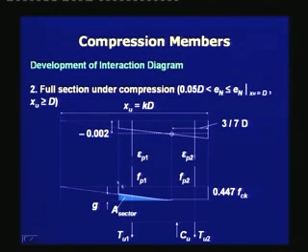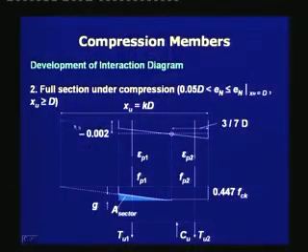Next, we are moving on to the case of a full section under compression under simultaneous axial load and moment. Note that here this is applied when the eccentricity is larger than 0.05 d, but smaller than the case when xu is equal to d. Thus, whenever xu is equal to or greater than d, the full section is under compression.